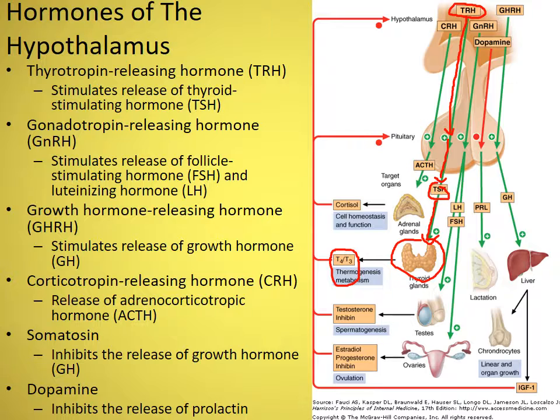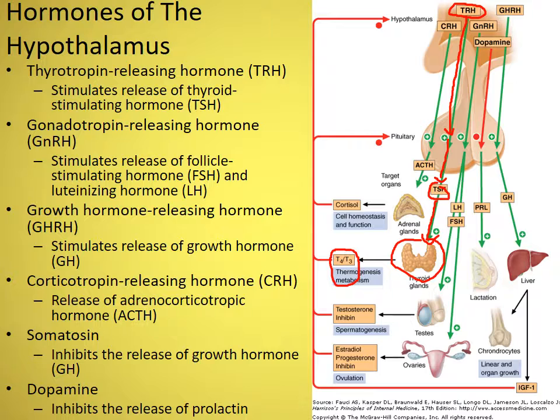What I do want you to take a look at, though, is the fact that this thyrotropin releasing hormone, and this thyroid stimulating hormone is acting on an endocrine gland. So these hormones will be known as tropic hormones. These tropic hormones act specifically on endocrine glands.